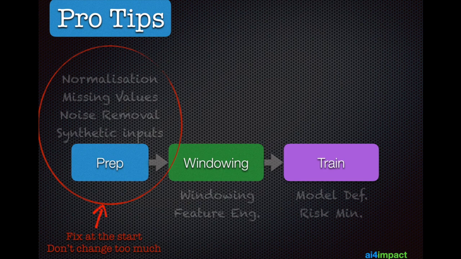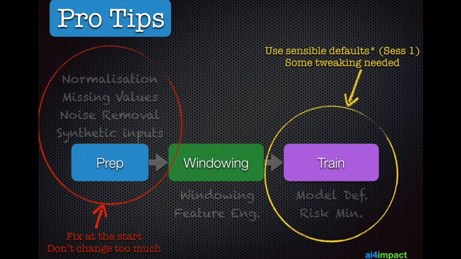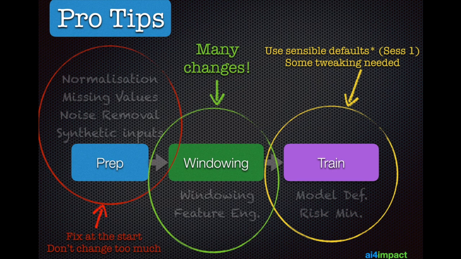You will find that the preparation stage is something that you want to fix from the start and not change too much. You will have to make quite a few changes to your training stage. This involves the model definition and the kind of structures you would want to use in your neural networks. Most of all, you would do many changes in the feature engineering stage. To summarize, you'd fix your prep stage early and make most of the changes in feature engineering or windowing, and of course the model itself.